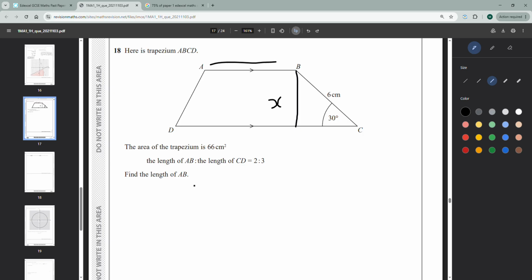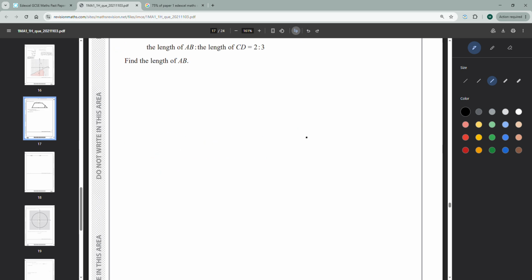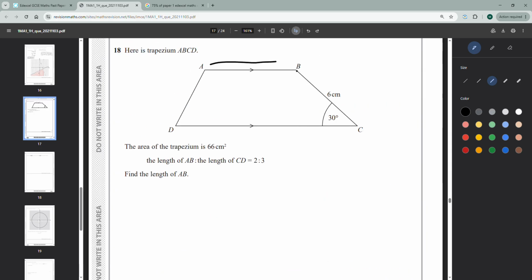Just not the trapezium part, but AB. Actually, no. I think I could. Okay, AB is 2/3 of CD. Yes. I think we don't need that. We don't need X. I think we need to work out this. So I think we could get our full 5 marks, unless I'm being too cocky about it.